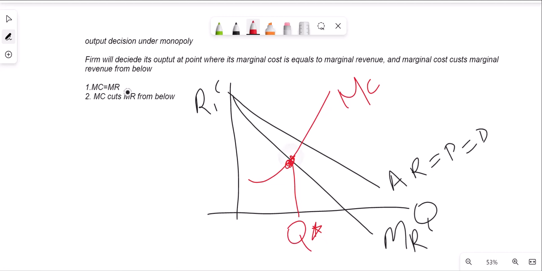So when we join this equilibrium with the price line, it will give us the price for this output level. So in this way we can find how a firm will decide its level of output in case of monopoly.